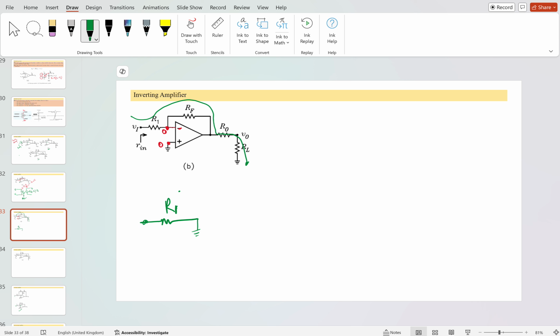This is 0, and the V input is here, and the RF is connected like this. This is the RF, and here it is connected at this node, and this is the R naught here, and this is the V output, and here it is RL. Okay. Here the current will be there, but it is not non-zero. But the current which is flowing into the minus and the positive is simply equal to 0. Okay.